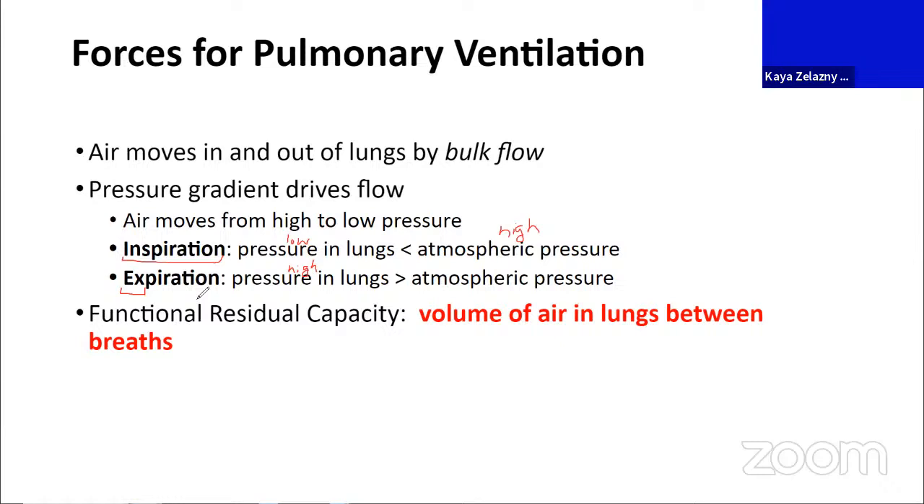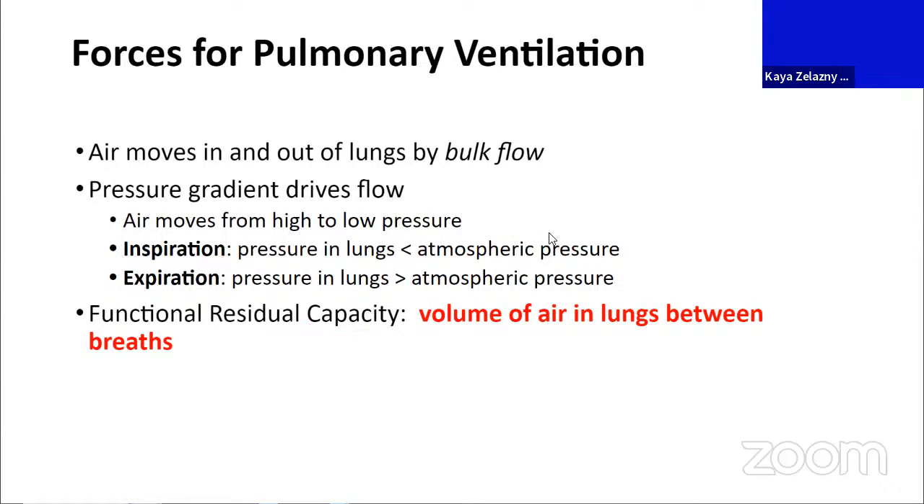So breathe out as much as you want, but there's still going to be some air left in your lungs, which is good because otherwise they would collapse, right? So that amount that we have left between breaths is our functional residual capacity. So capacity, like being capable, residual, think like extra, functional, it's functioning. I don't know why they put that part in there.